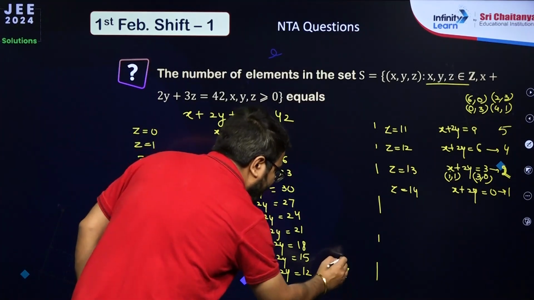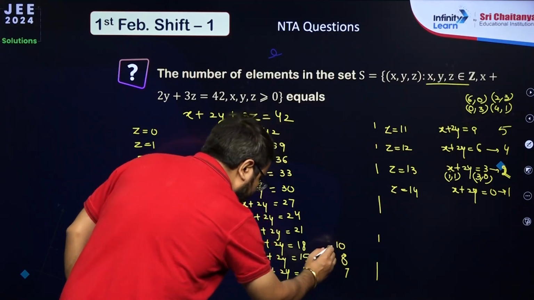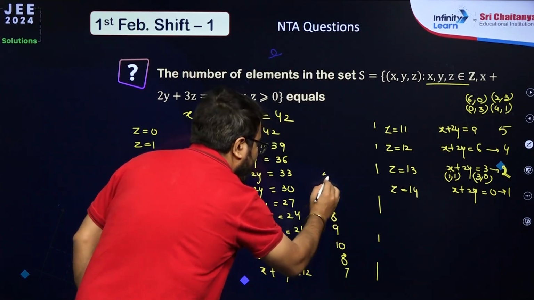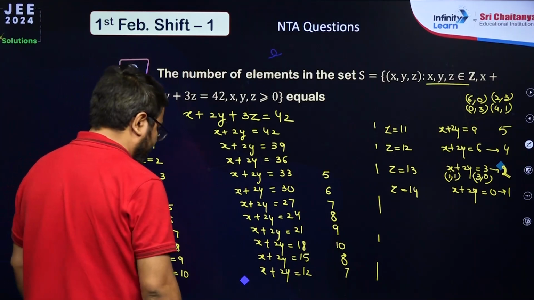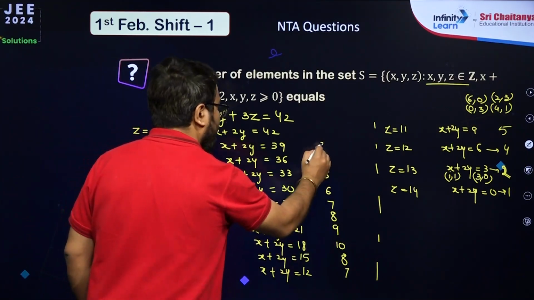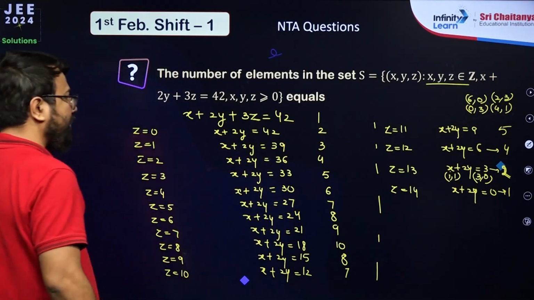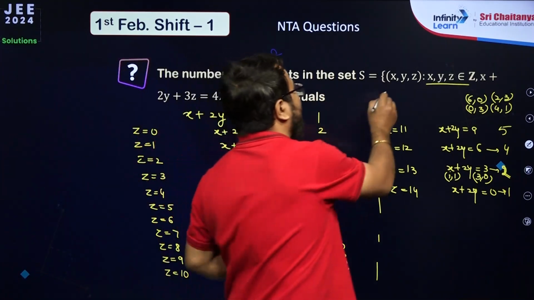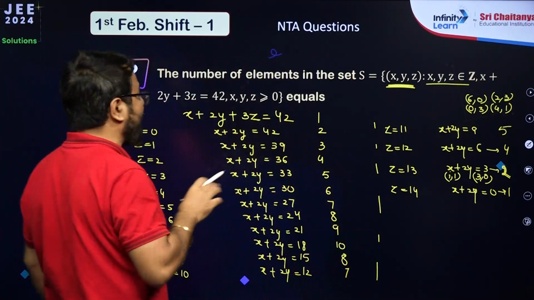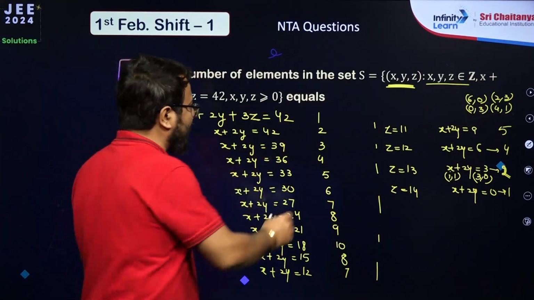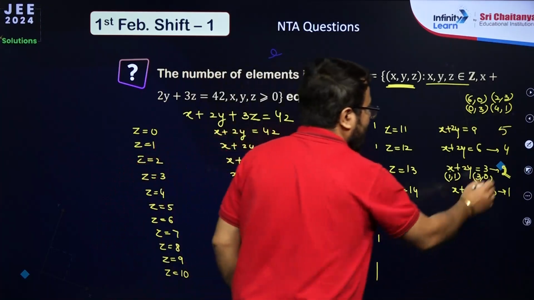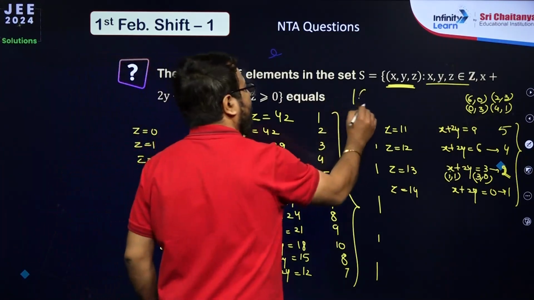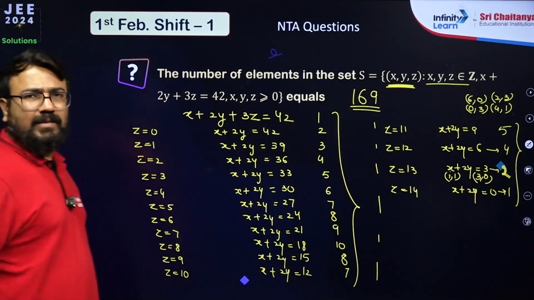Then 7 we will have here. 8 we will have here. 10 we will have here. 9, 8, 7, 6, 5 here I will have. Then 4, 3, 2, 1. And by adding all these we will be able to get the number of elements which will be x comma y comma z, which will be the type of the coordinate. So let us add all these numbers. So the addition of all these numbers and then the addition of all these numbers will contribute to the final answer, and if you try to add all these numbers, you'll be able to get 169. This is the only way to do this question.